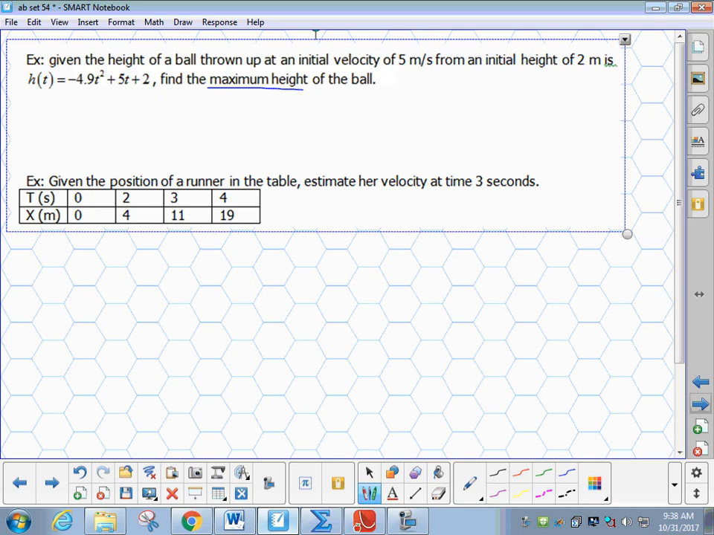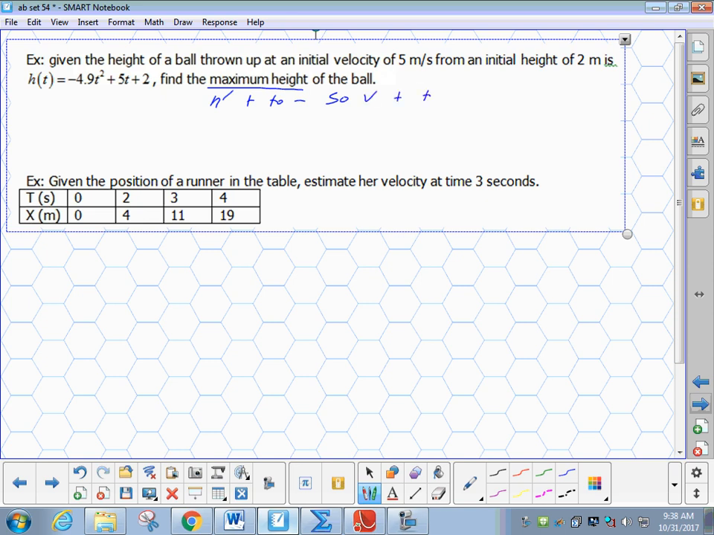Yeah, where its derivative goes for a max. What kind of sign change do you want? Positive. You want to know where the height derivative goes positive to negative. What is height, which is position, derivative? What's the derivative of position?